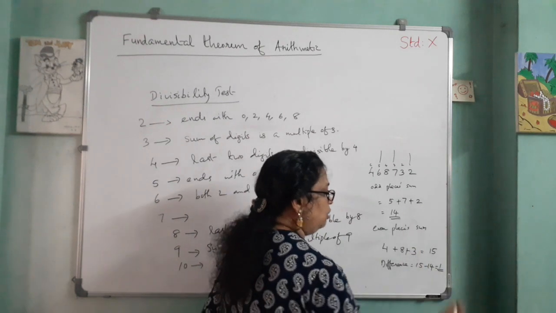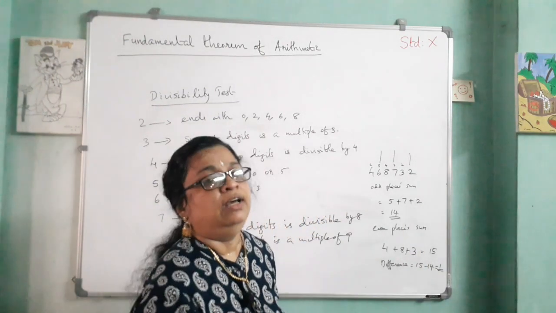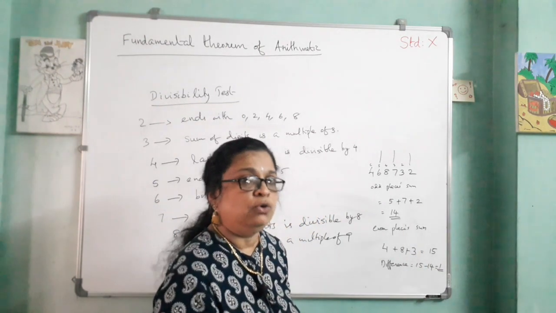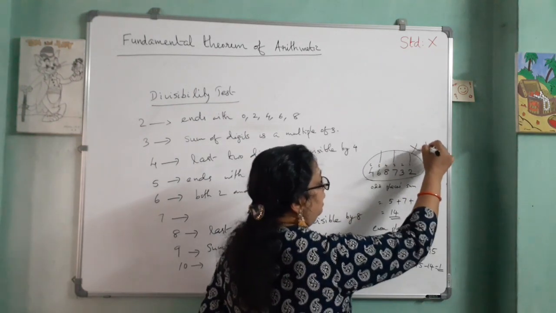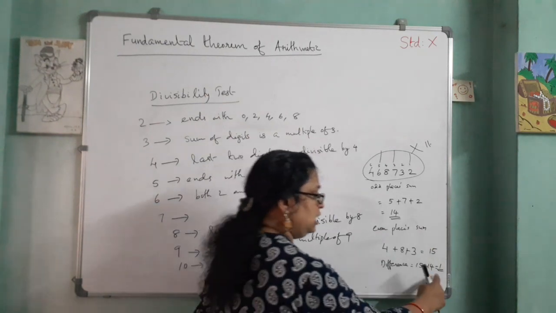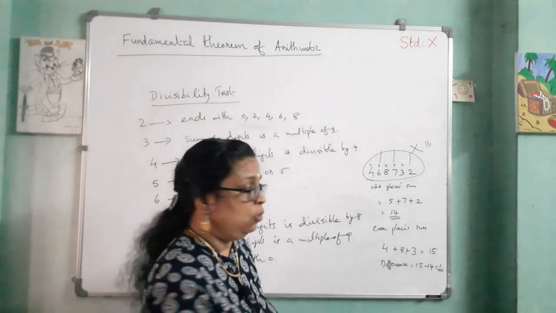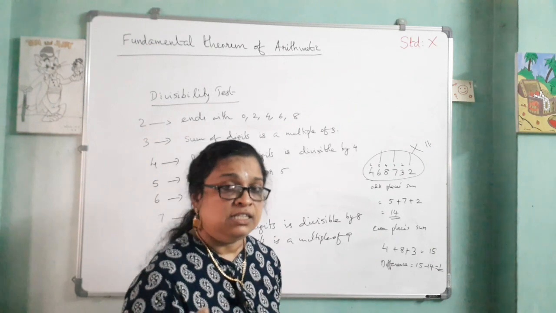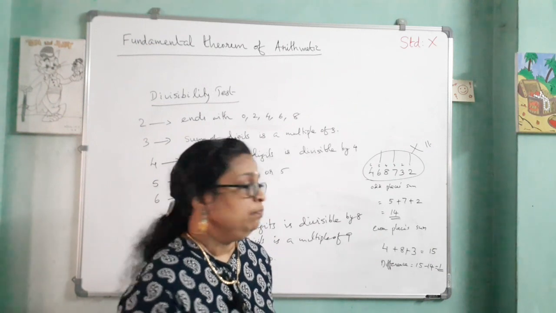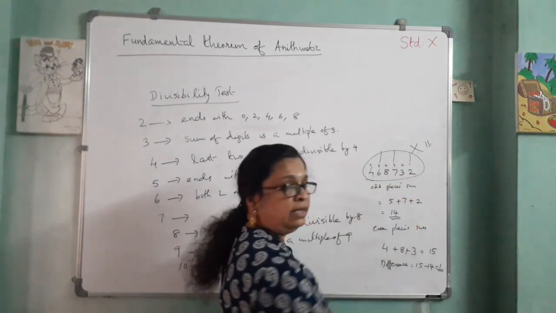So this is not a multiple of 11 and it is not equal to 0. So this whole number is not divisible by 11. If the difference is 0, it is divisible by 11. Or if it is a multiple of 11, that is 22, 33, that way it is also divisible by 11.